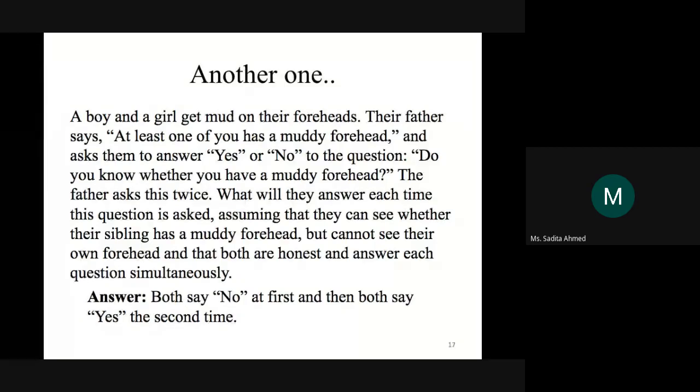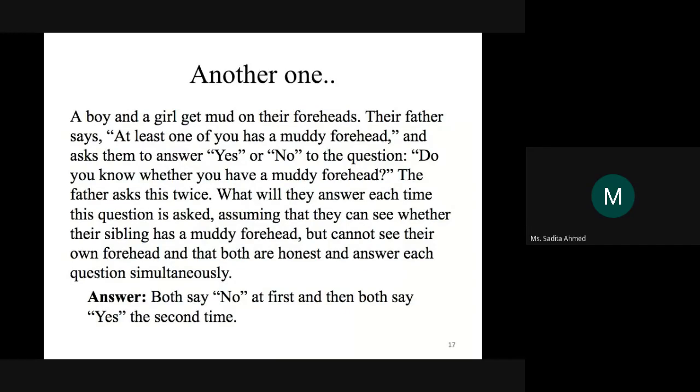Now, both of them answer simultaneously, that is, at the same time, the first time the question is asked. Both of them answer no. Clear so far? Does it make sense to you? Any confusion? No? Okay. All right.